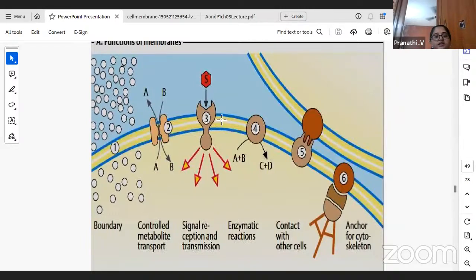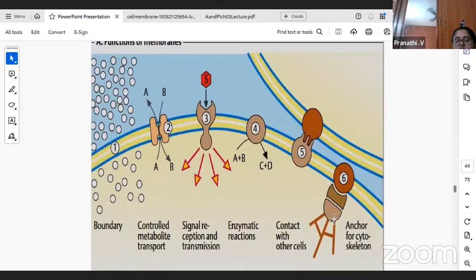And then signal reception and transmission. So your cAMP pathway, that is your cell signaling pathway, takes place. So any kind of receptor that is present, it comes inside. This leads to your cell signaling pathway. Enzymatic reactions also, this acts as an enzyme. So if A plus B molecules are present, this enzyme, if present on the cell membrane, is going to help in the conversion and production of cAMP.